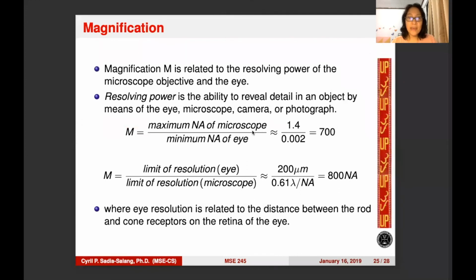The magnification M is related to the resolving power of the microscope objective and the eye. Resolving power is the ability to reveal detail in an object by means of the eye, microscope, camera, or photograph. The magnification M is given by the maximum numerical aperture of the microscope divided by the minimum numerical aperture of the eye. So we have here the values 1.4 divided by 0.002 equals 700.